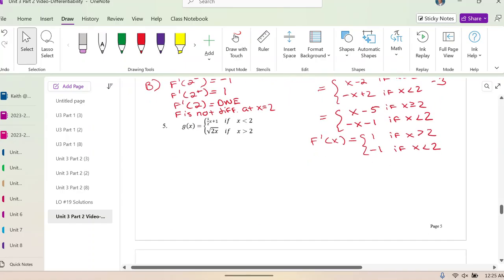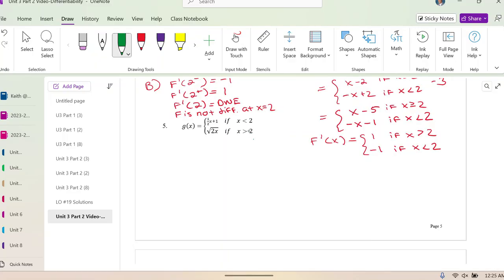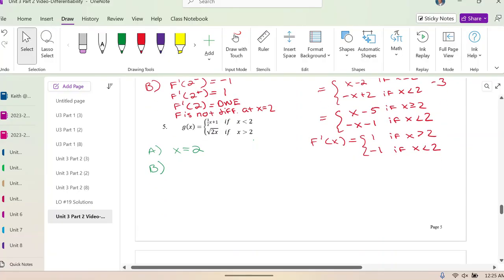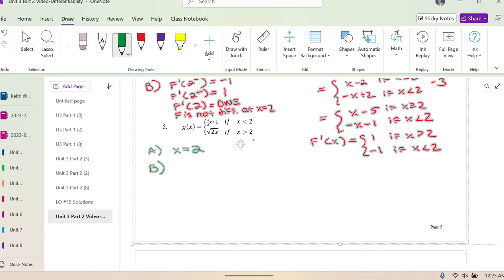All right, the next one, right? We see that it's a piecewise function. So notice the changing point is 2. So part A, it's potentially not differentiable at 2. All right, now for part B, here's something you keep in mind. In order for it to be differentiable, right, it has to be continuous.